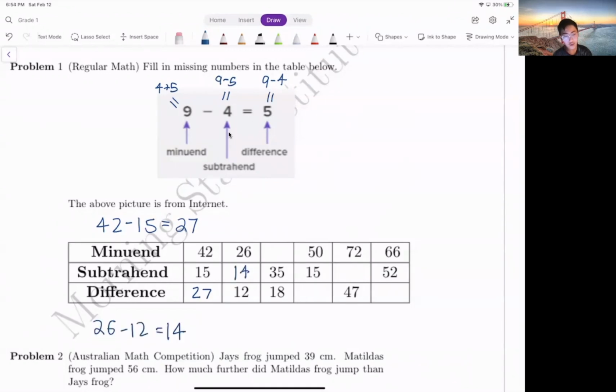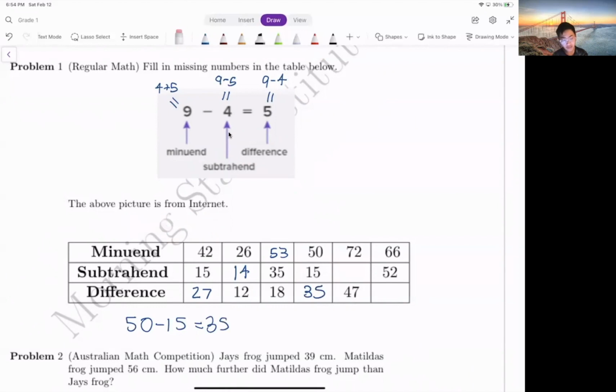And moving on to the third pair, we are given the subtrahend 35, and the difference 18. And as we have stated above, the minuend is the subtrahend plus the difference. So it's just 35 plus 18, and that gives us 53. And next, we are given the minuend, which is 50, and the subtrahend, which is 15. And we know that the difference is just the minuend minus the subtrahend. So it's 50 minus 15 equals 35. So the difference is 35.